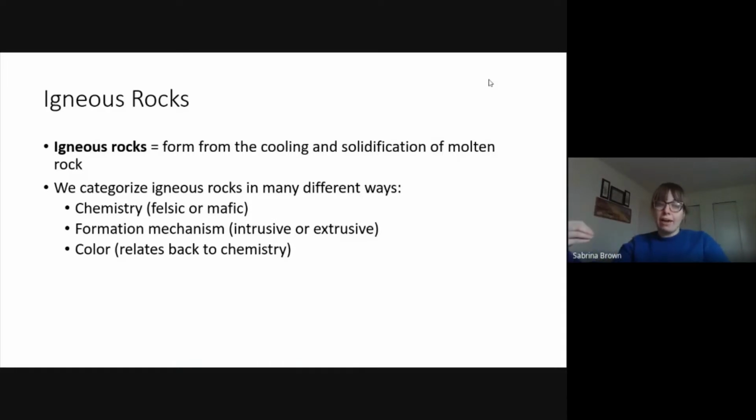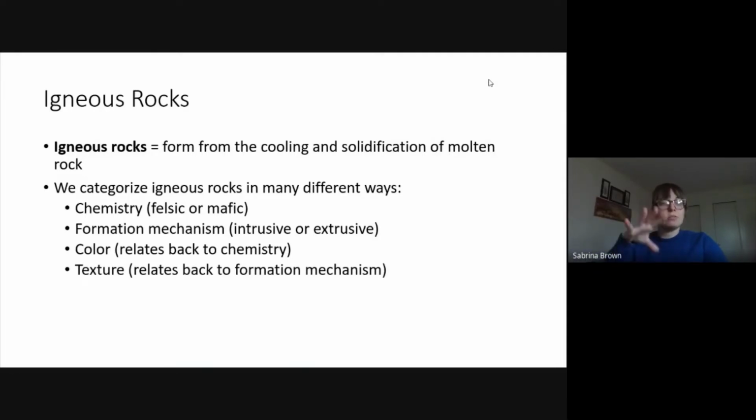We use chemistry, so what they're physically made up of, and how they formed. And in the lab, we see those two things as the color of the rock, which is directly related to the minerals that make the rock up, or the chemistry of that rock. And we use something called texture, which is related to the mechanism through which that igneous rock formed. So in the lab, we use color and texture to base our categorizations off, right? To identify igneous rocks, we use color and texture. And that's because those two things represent chemistry and how the rock formed.